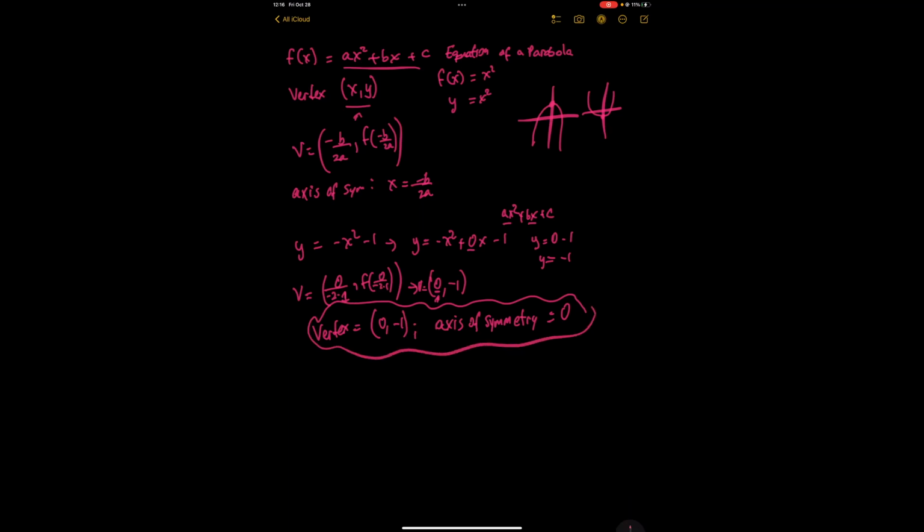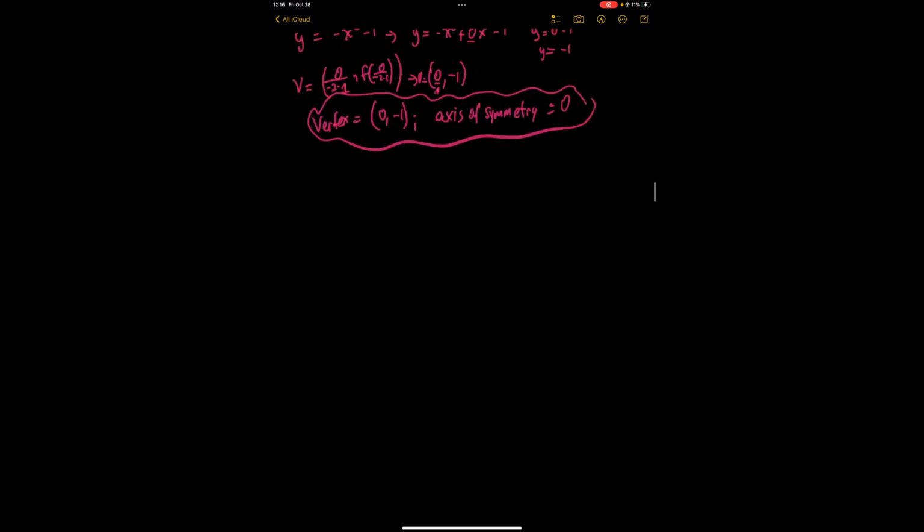Now, we have one more thing to do. We need to graph the function. How are we going to graph this? Well, we have x and y. X equals negative 2, negative 1, 0, 1, 2. When x equals negative 2, what do we get? Remember the function is y equals negative x squared minus 1. So when x equals negative 2, that will be negative 2 squared minus 1, which is negative 4 minus 1, which is negative 5.